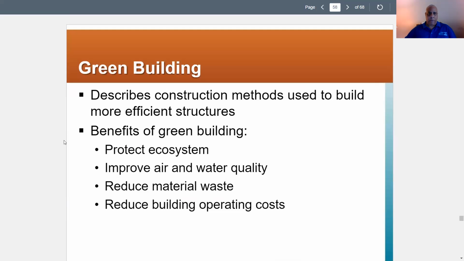And when we deal with green building, it describes construction methods used to build more efficient structures. Should say more environmentally friendly or energy efficient structures, because the benefits of green building are very simple. They're to protect the ecosystem, improve air and water quality, reduce material waste, and reduce building operating costs, because it does cost a lot to run a building.